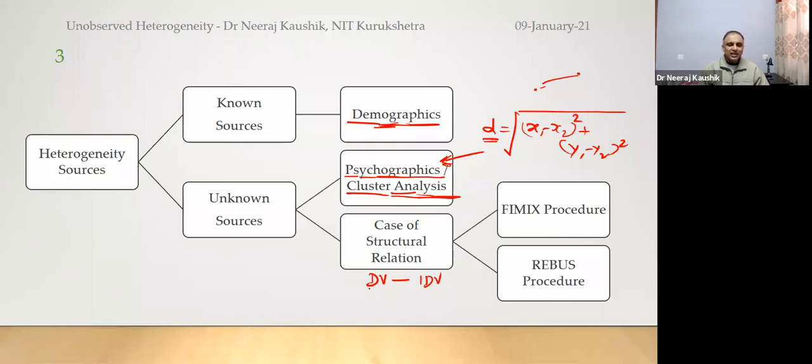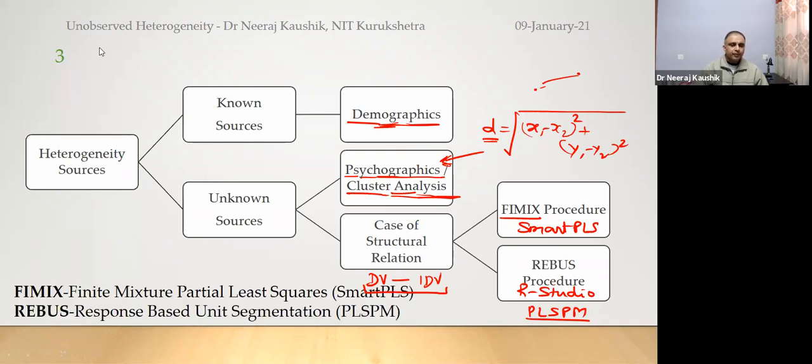Now here, when there is a concept of dependent and independent variables, we use either the FIMIX procedure that's available in SmartPLS, or we use RStudio, and then there is something called REBUS. So in RStudio, there is one package, plspm, a wonderful package made by Professor Gaston Sanchez. Gaston Sanchez works at the University of California. So he made this PLS package.